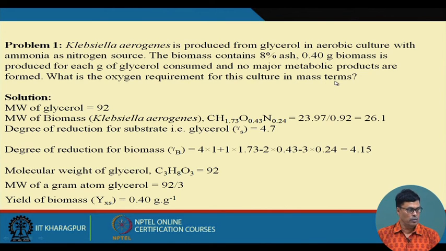Now this problem deals with single cell protein. Single cell protein is basically microbial protein, and it is produced in different ways. We can use carbohydrate for the production of cell mass. We can use hydrocarbons also for producing cell mass. We can use alcohols like methyl alcohol and ethyl alcohol for the production of cell mass.